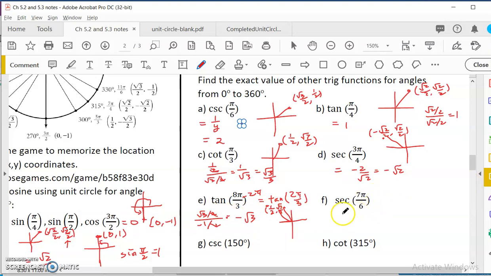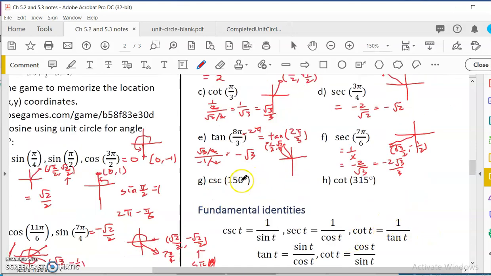Secant of 7 pi over 6. I know it is 1 over x, right? But where is 7 pi over 6? It's pi plus pi over 6. It's over here. The x and y are negative root 3 over 2 and negative 1/2, right? So my x is negative root 3 over 2. So flip it over, it is negative 2 over root 3. Rationalize it, it is negative 2 root 3 over 3, if you multiply root 3 top and bottom.